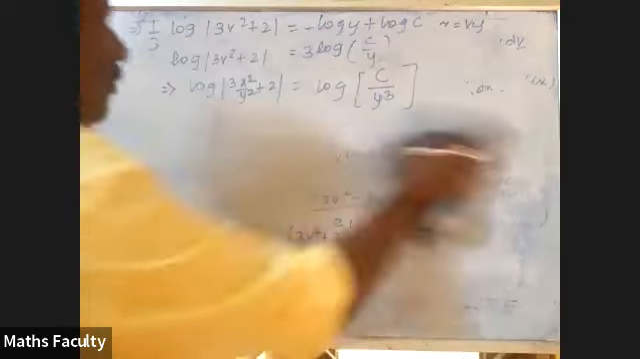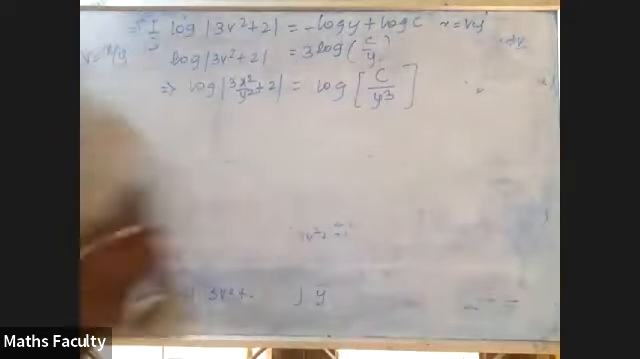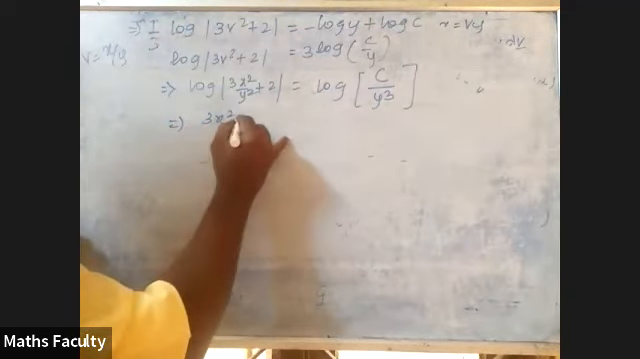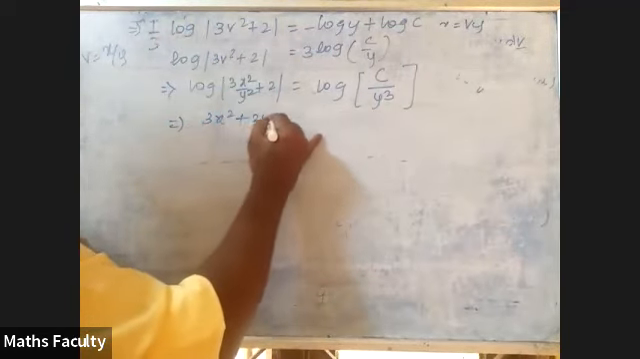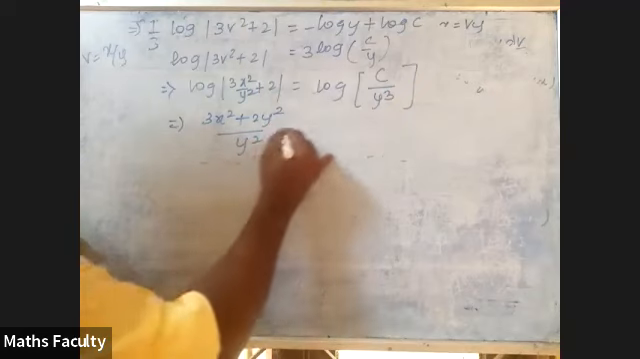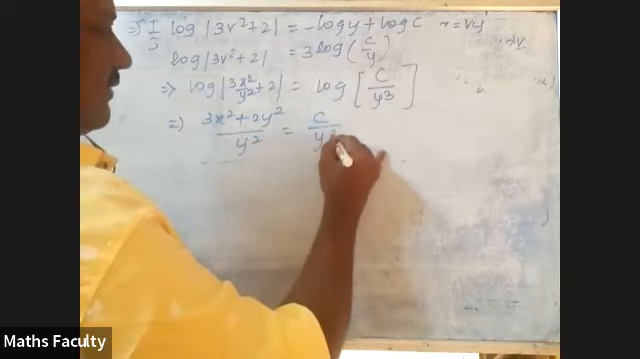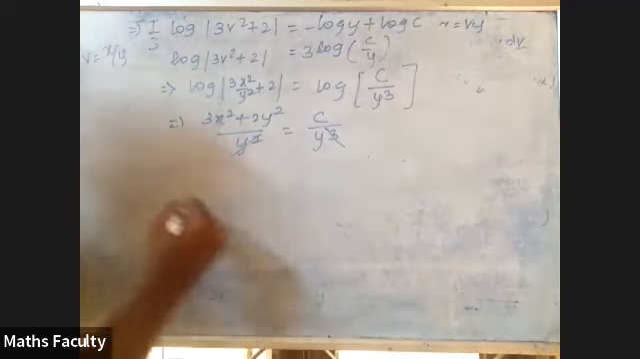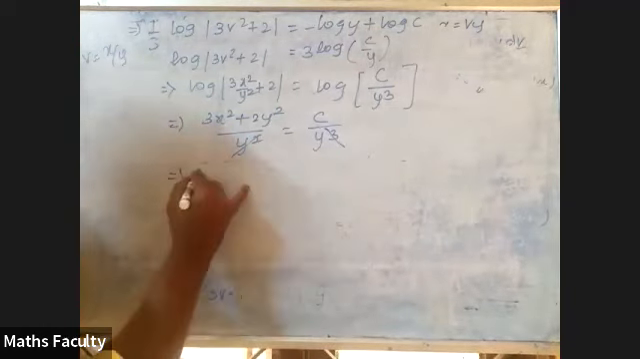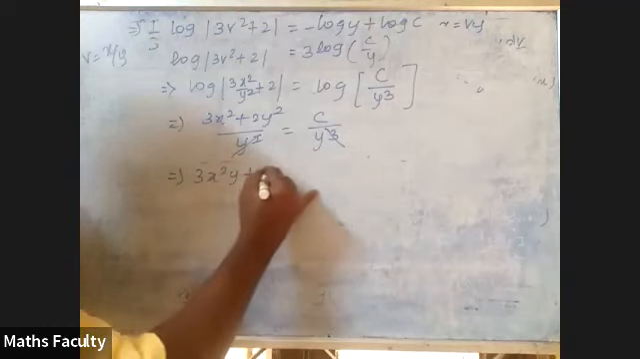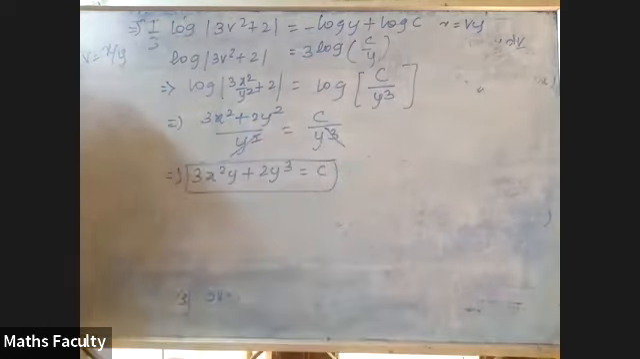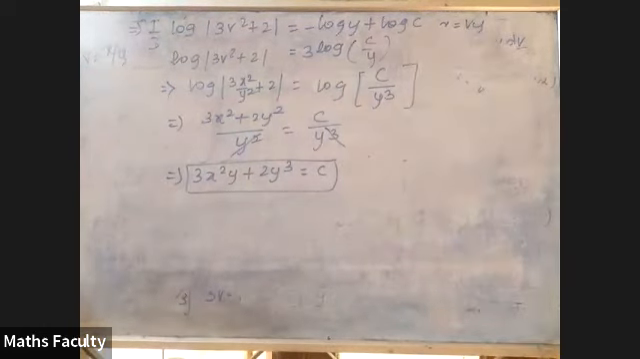Now we can remove the log on both sides. Then we have 3x square plus 2 taking LCM, 3x square plus 2y square divided by y square, which is equal to c divided by y cube. So y square cancels, y cancels. Now cross multiply: 3x square y plus 2y cube is equal to c. This is the required solution. Please take down 3x squared y plus 2y cube equal to c.